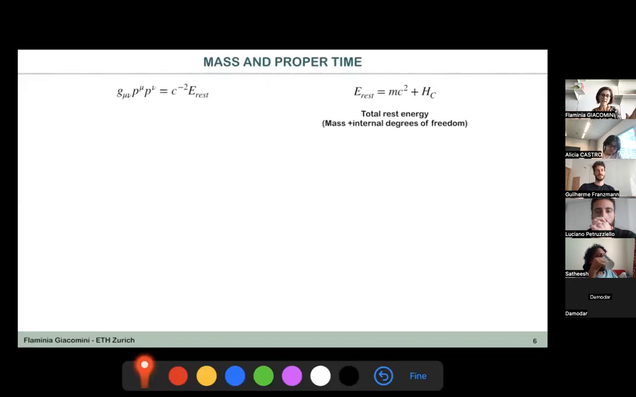So we can take that into account formally by simply taking the usual dispersion relation of a particle and then considering its rest mass in this way. So not just m, but also the internal energy of the quantum operator.